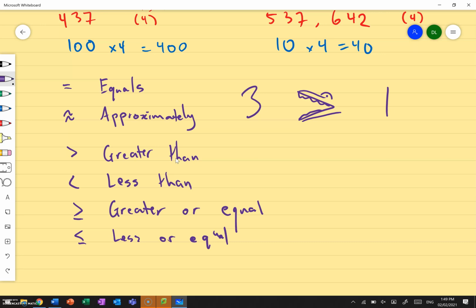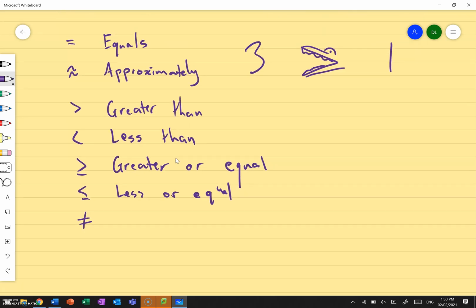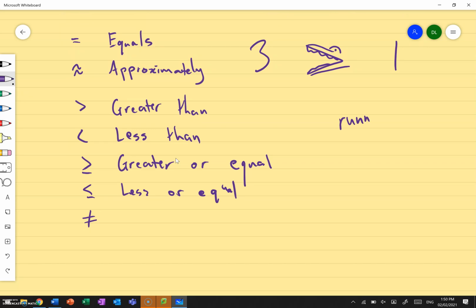Okay. Let's pause for a sec. Oh, sorry, one more. If this is equals, what's this one? Not quite. Are you on the right track? So if I have a running figure, and then I put a circle and I cross that out, what does that mean? No running. So if I have an equal sign and I cross that out, it means? Doesn't equal, not equal. Perfect.